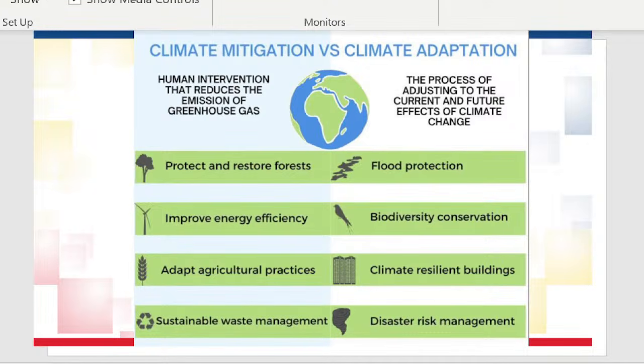Climate adaptation is the process of adjusting to the current and future effects of climate change. So these are flood control, flood protection, that's climate adaptation, biodiversity conservation, climate resilient buildings, typhoon proof, earthquake proof, flood proof buildings, and disaster risk management.